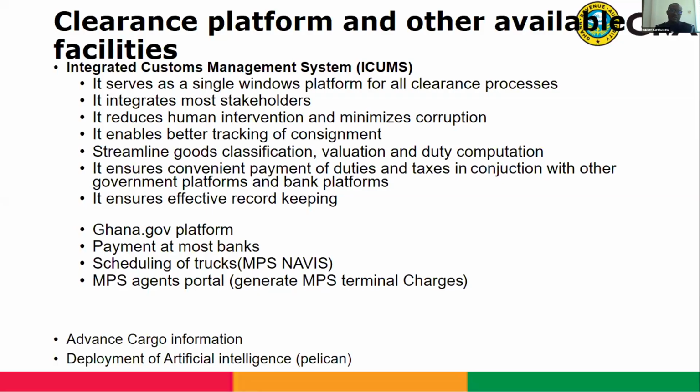There are other platforms like the Ghana.gov platform that ensure payment of your taxes at the comfort of your home, and you can pay your taxes at most banks in Ghana. So when you are at a bank and you need to pay a tax, you just have to issue your check or go through the bank process and pay your tax. There's a system called NPS Navis that helps in scheduling of trucks with NPS, and there's the NPS agent portal that generates NPS terminal charges. So those are the platforms available for clearance of goods currently in Ghana.